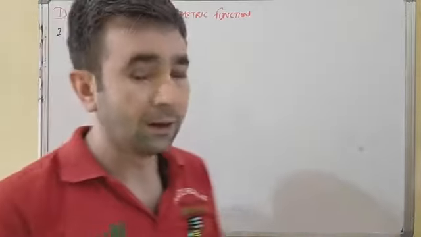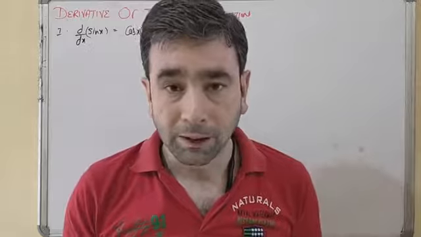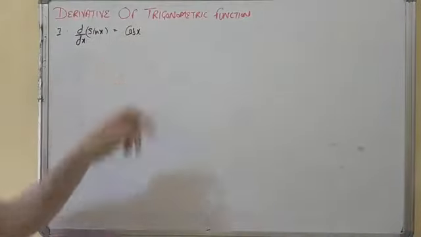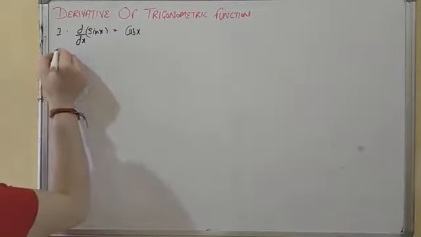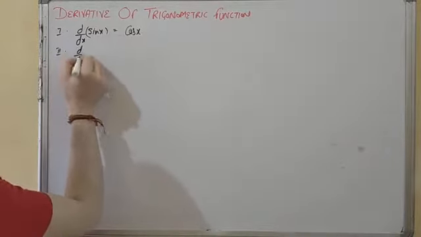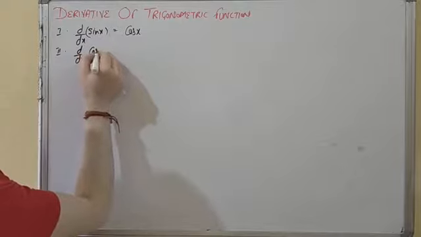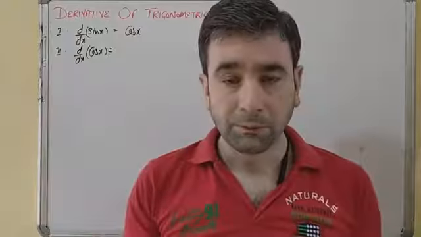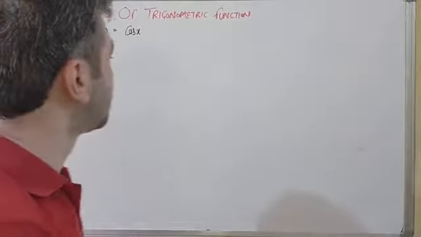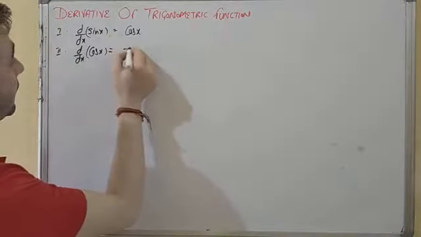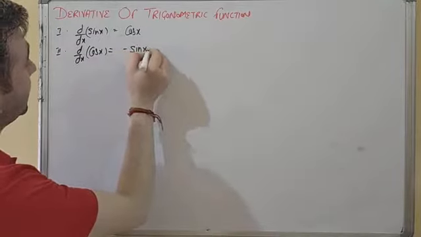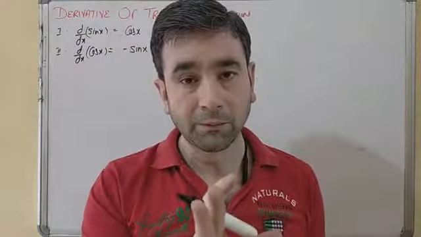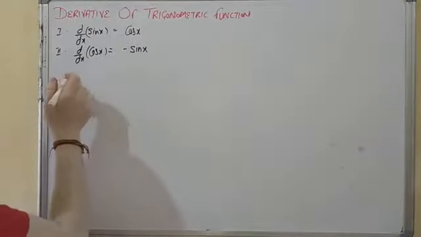That means when this derivative operator is applied on sin of x, it will convert it into cos of x. Second one, in a similar manner, the derivative of cos of x. If we apply this operator on the cos function, it will convert it into sine of x with a negative sign. Is that clear? It will convert it into the sine of x.